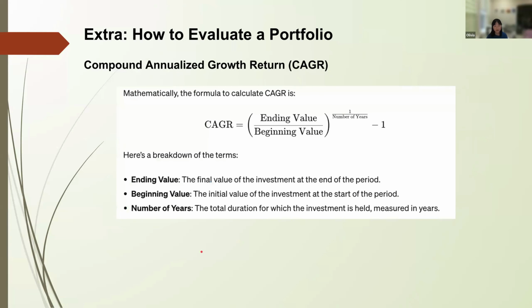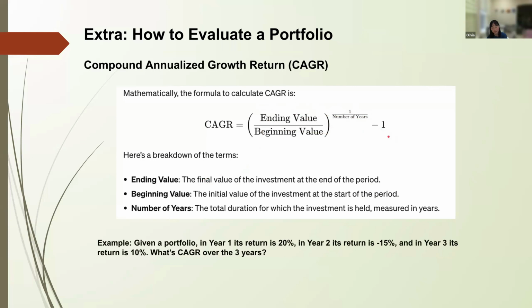The compound annualized growth rate, or growth return, is calculated by this formula. I'm not going to elaborate much on the mathematical proof behind it. Basically it's the ending value divided by the beginning value, to the power of 1 over the number of years, minus 1.